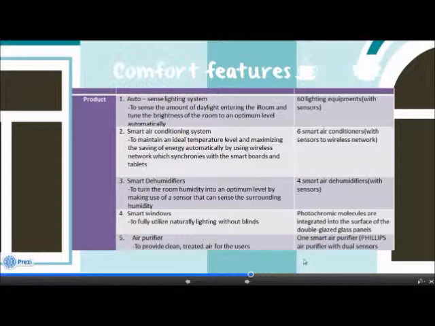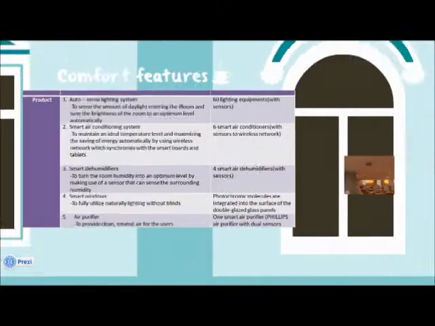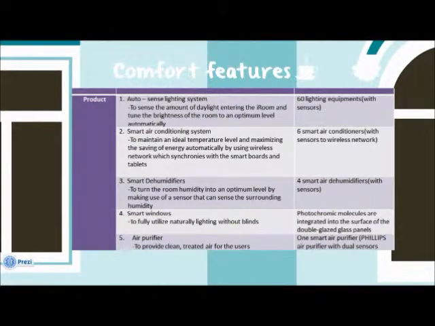The second one is the smart air conditioning system. This is the smart air conditioner. It will help to turn the temperature to an ideal level and maximize the saving of energy automatically by using a wireless network, which synchronizes with the smart boards and tablets, which means the users can adjust the air temperature using their smart boards and tablets. And the third one is the smart humidifiers.